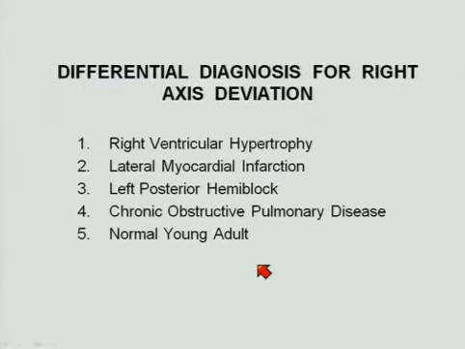But let's look at the differential diagnosis for right axis deviation. Obviously RVH, that's what we're talking about. But you can also have right axis deviation because of a lateral myocardial infarction, because you've lost the left ventricular forces from the MI. A little later, I'll show you a left posterior hemiblock, which can also produce right axis deviation. It can occur with chronic obstructive pulmonary disease, even in the absence of RVH. And finally, it can occur as a finding in a normal young adult. I'll show you one of those as well.